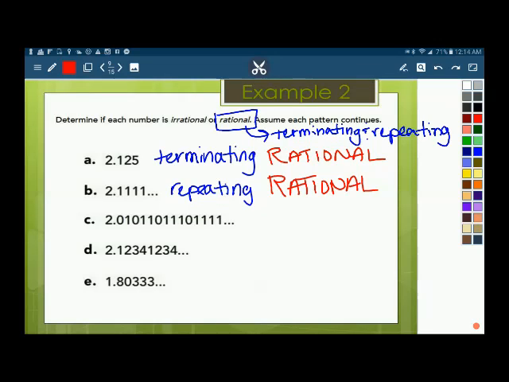Now, C is that cool pattern that I was talking about, but it's not the same digits that are repeating every time. Okay, so it looks like I have 0, 1, then I have another 0, 1, but then it goes 1, 0. So it's not the same two digits that are repeating every time. Then I have 1, 1. Then I have 1, 0, 1, 1, 1, 1. Not the same two digits repeating every time. So this one would be irrational.